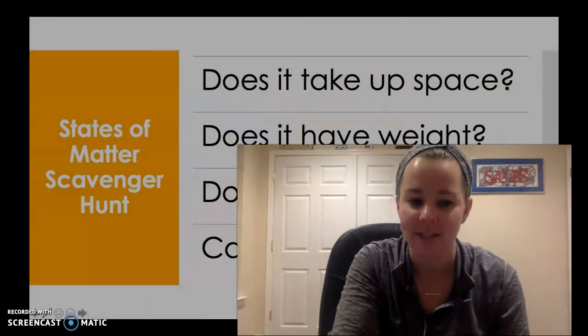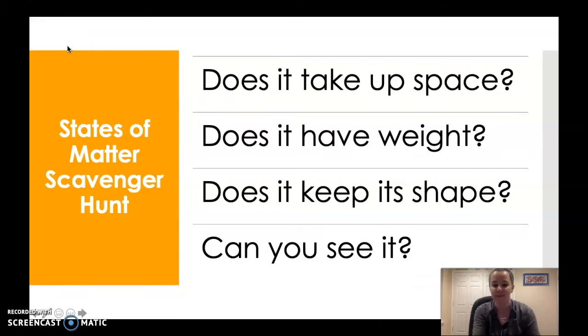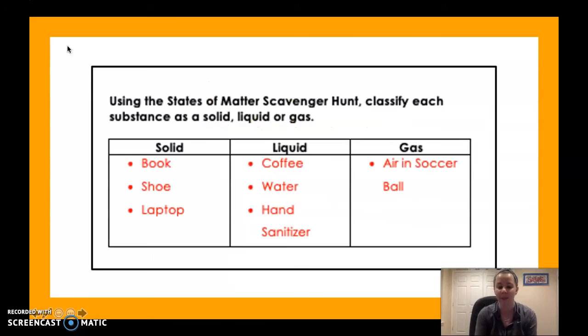After going through these examples, it will be time for the students to complete their own scavenger hunt for the different states of matter. Students will find classroom substances and go through the same 4 questions on their own. They'll use their findings to sort each substance as a solid, liquid, or gas, using the examples provided in the whole group as a guide.